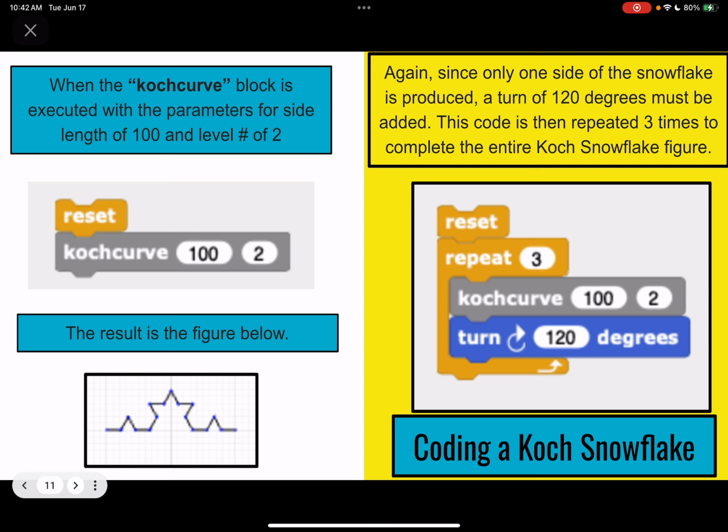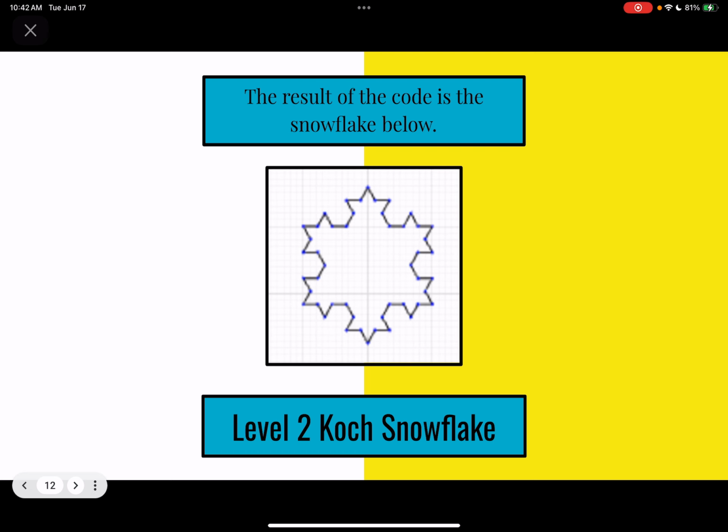At recursion level 2, each of the 4 line segments from level 1 is replaced with a smaller 4-segment pattern, the same self-similar shape scaled down. This increases the total number of segments on one side of the fractal to 16. To make a complete Koch snowflake, a 120-degree turn is required, and this process is then repeated 3 times as shown in the code on the right. The result of the code is the snowflake below. This snowflake has 48 segments.